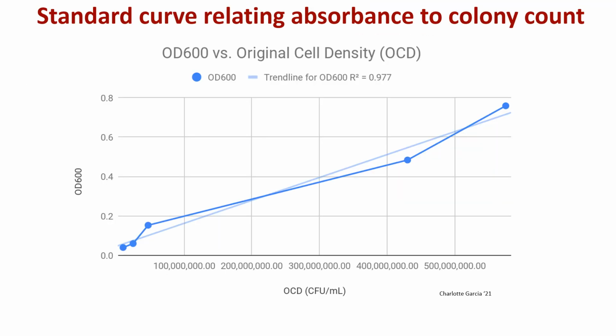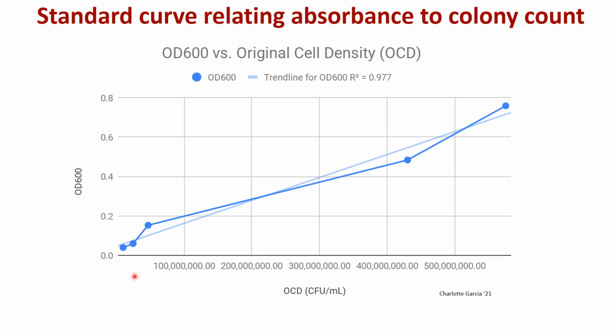Now we can take this, and when we get our colony counts, our original cell densities, we can compare those to the optical densities that we determined, our absorbance values, and see how they relate to each other. And we can get a standard curve.